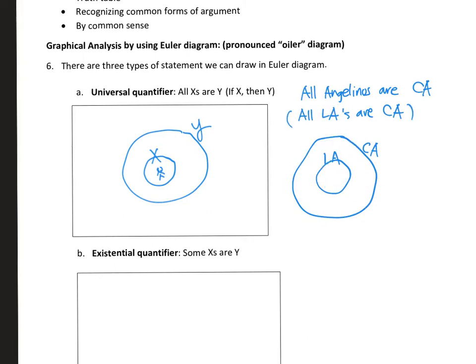So LA is inside, California is outside. If I were to look at it as an if-then statement, it's another statement I can make: if you are an Angelino, then you're Californian. That means if you're Angelino, LA, then you're California, right? If-then statement. So again, LA is inside, California is outside. Okay, so that's the universal quantifier when it says all something are something. All right, let's look at the next one.